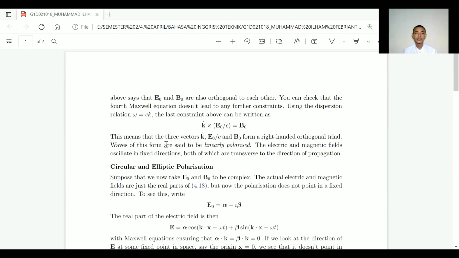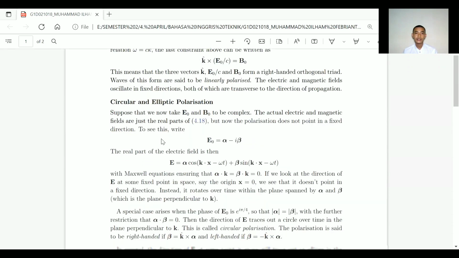This means that the three vectors k, E0 divided by c and B0 form a right-handed orthogonal triad. Waves of this form are said to be linearly polarized. The electric and magnetic fields oscillate in a fixed direction, both of which are transverse to the direction of propagation.